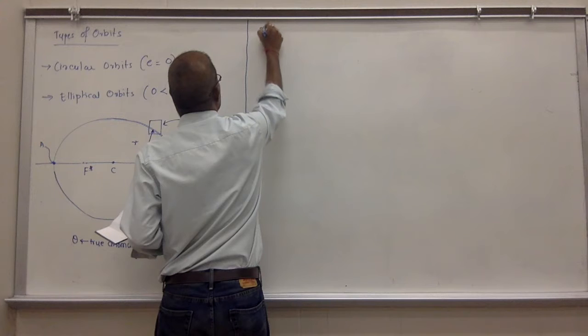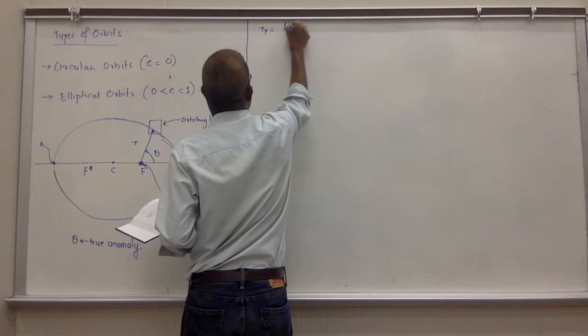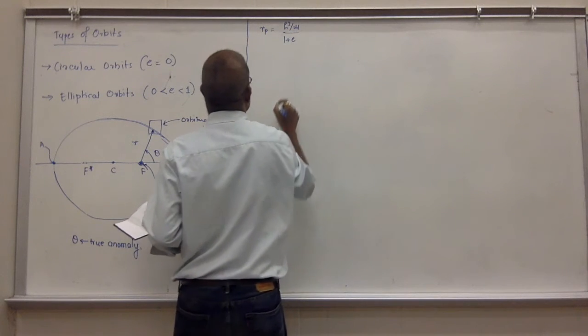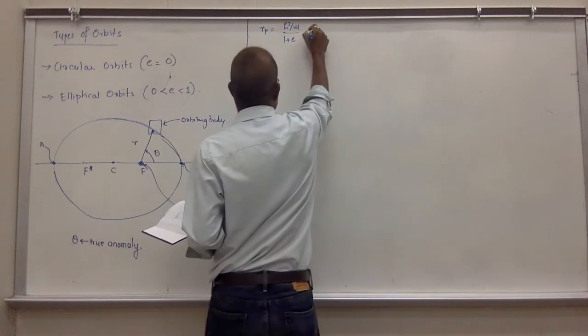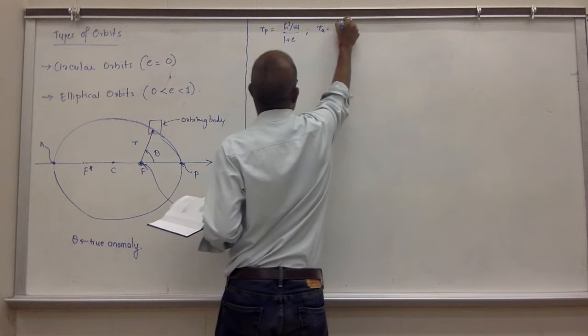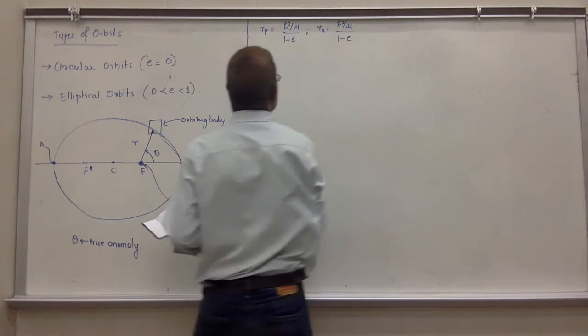So this should be pretty simple. RP should be a squared over mu over 1 plus e, right? Because theta is 0. RA is a squared over mu over 1 minus e. Okay?